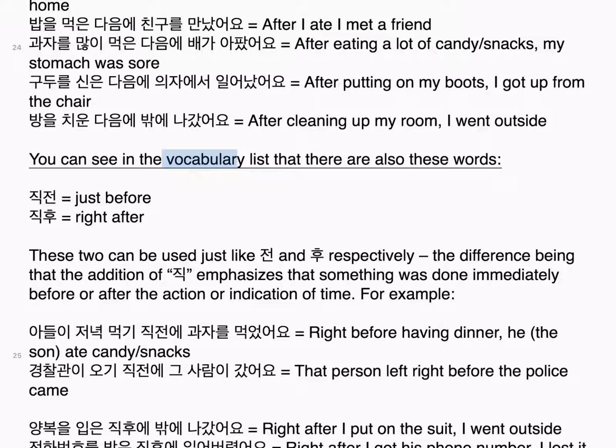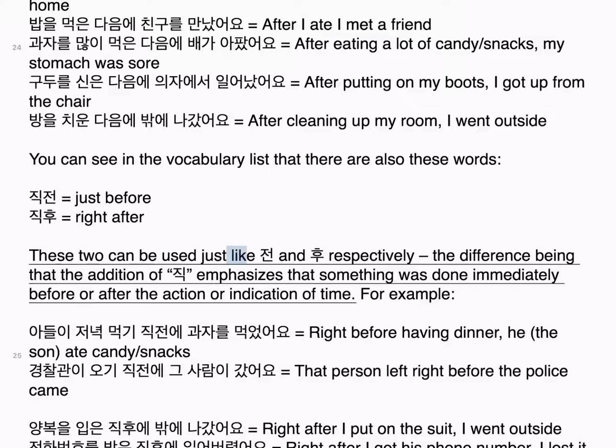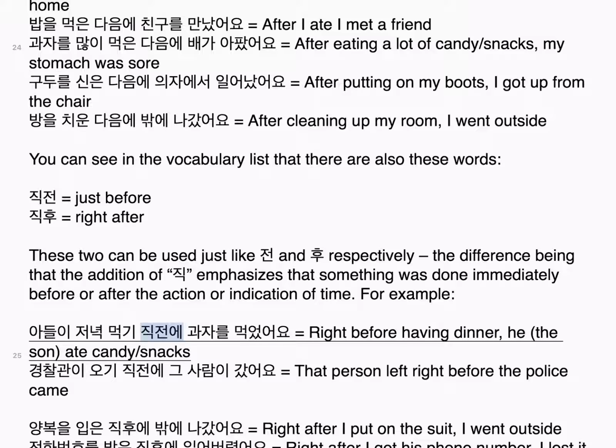You can see in the vocabulary list that there are also these words. 직전, just before, 직후, right after. These two can be used just like 전 and 후 respectively, the difference being that the addition of 직 emphasizes that something was done immediately before or after the action or indication of time. For example, 아들이 저녁 먹기 직전에 과자를 먹었어요. Right before having dinner, the son ate candy snacks.